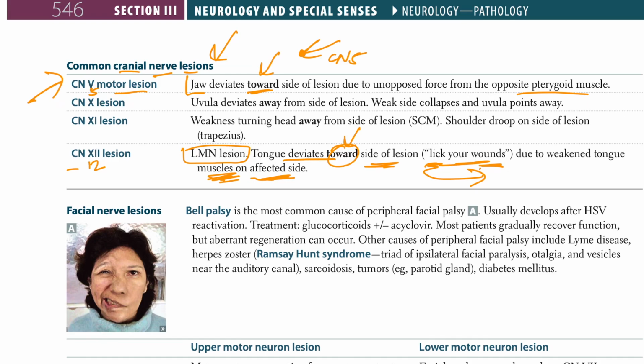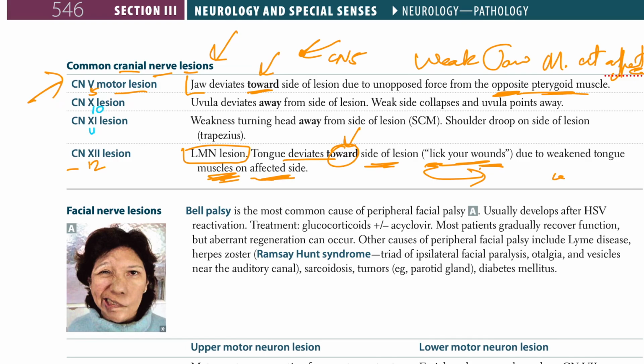Again, why did you have the jaw deviated to this side? Because you had the weak jaw muscles at the affected side. And that's why the opposite pterygoid muscles would just force you towards the side of the lesion. Same phenomenon here. Now let's look at the two other ones, which are cranial nerve 10 and 11.